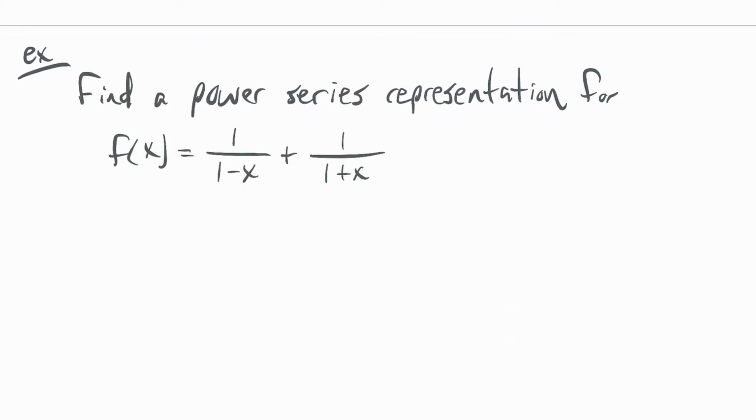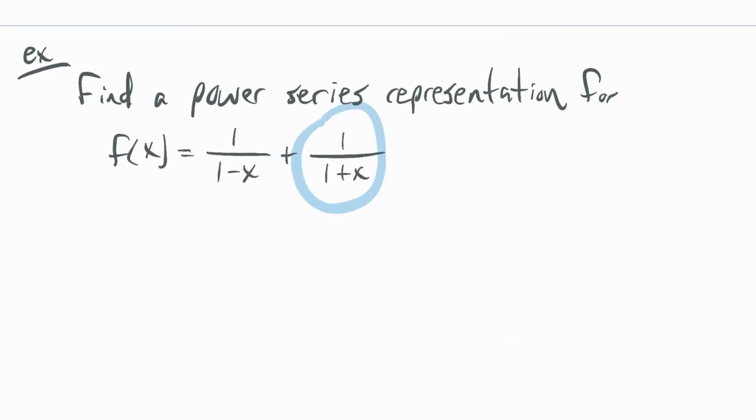We're going to find a power series representation for f of x equals 1 over 1 minus x plus 1 over 1 plus x, okay? There's more than one way to do this, but I want to do this in the most straightforward way possible, to start with at least. So this example is just the geometric power series we've seen before. In this case, C sub n would be 1. So it's 1 plus x plus x squared plus x cubed and so forth.